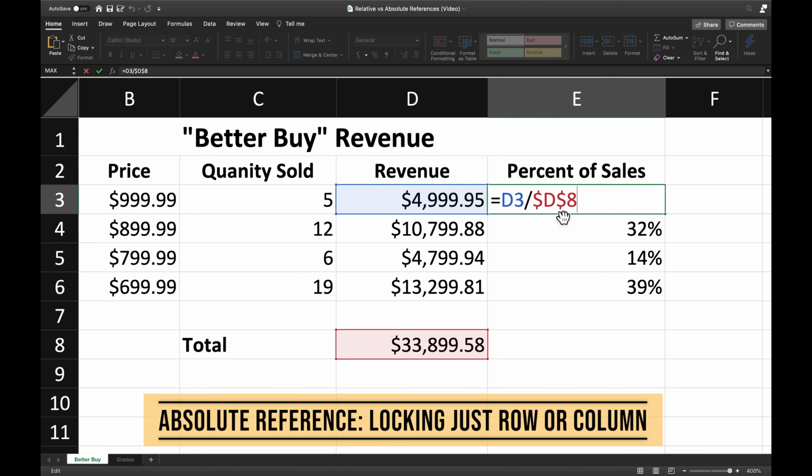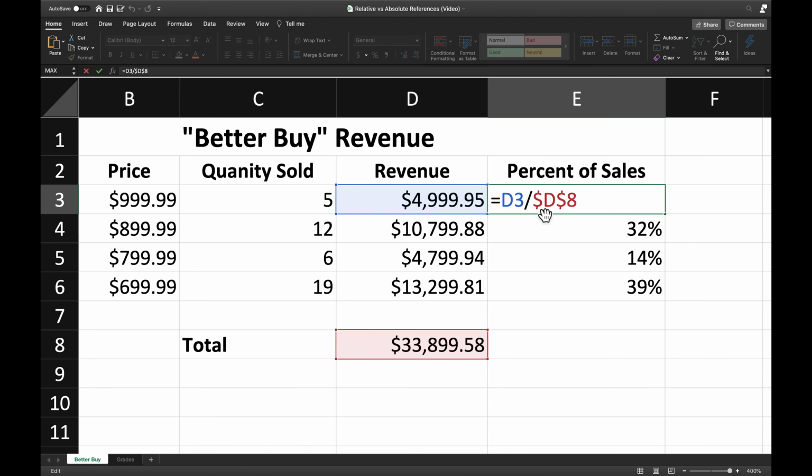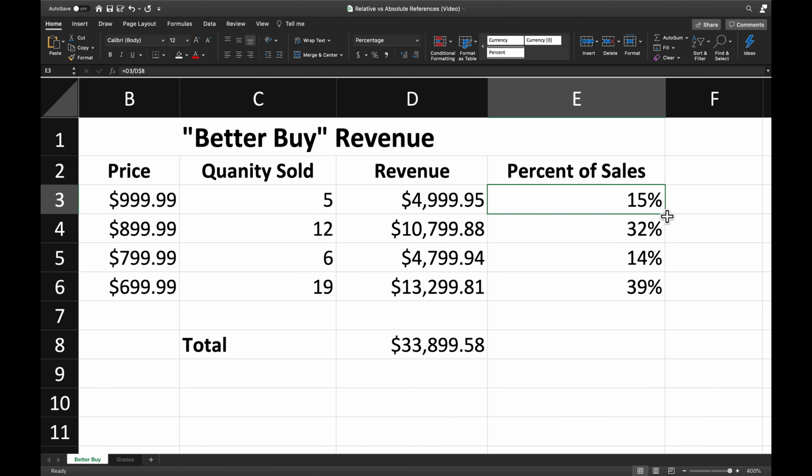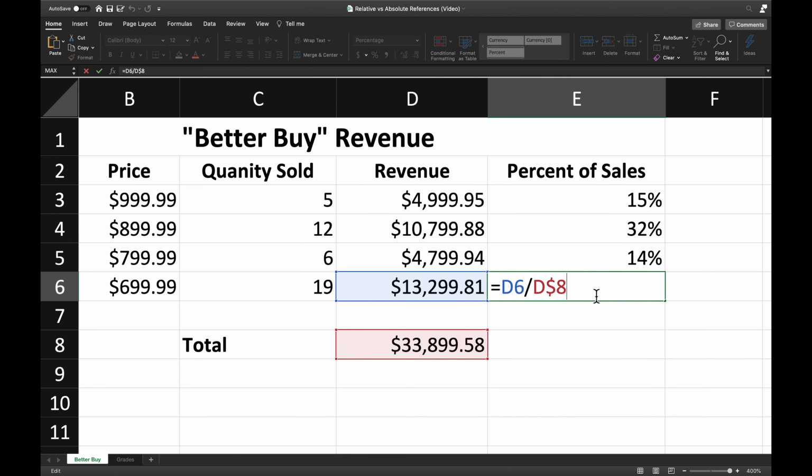To get into a little bit more detail, this $ sign means lock. And here we have a $ sign in front of D and a $ sign in front of 8. What that means is that it is locking the column and the row. So technically, since we are only autofilling down, we don't actually have to lock column D. So let's try that. Let's not lock column D and only lock row 8. As you can see, the result is the same.